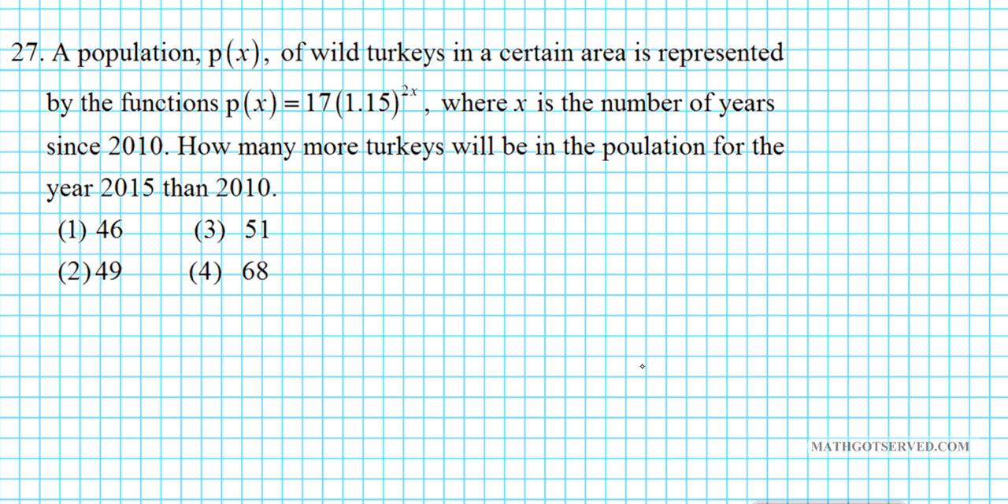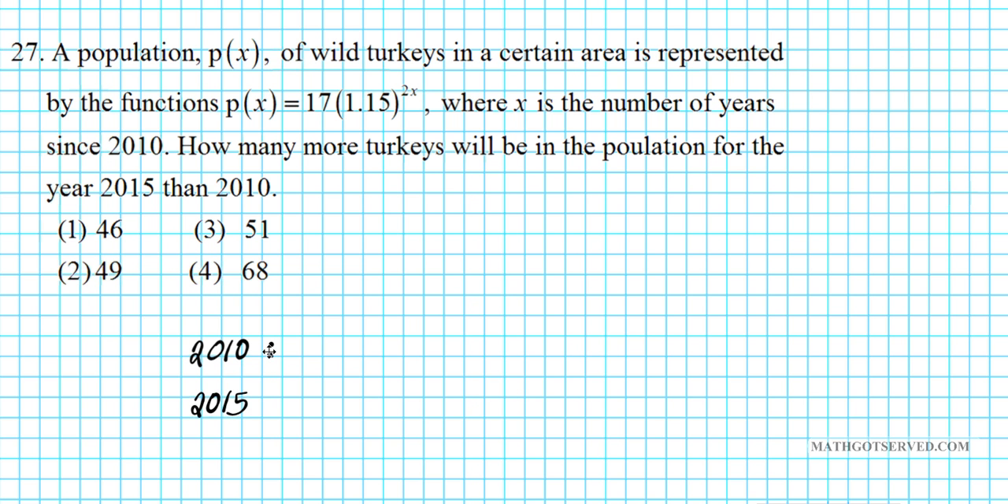All right, let's take a look at 27. It says the population P of x of wild turkeys in a certain area is represented by the function P of x equals 17 times 1.15 to the 2x, where x is the number of years since 2010. How many more turkeys will be in the population for the year 2015 than 2010? Okay, so let's start with the year 2010. What is the population there? And then 2015. And then we'll subtract 2010 from 2015, okay?